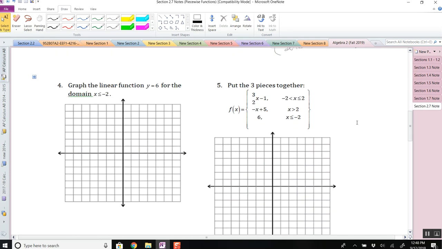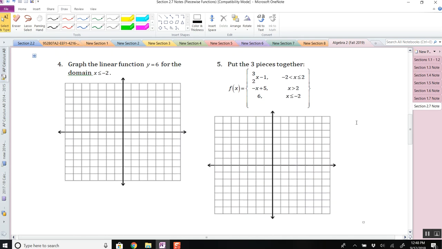Let's look at a couple more here. Number 4. You're asked to graph y equals 6. Now, if you want, you could just graph y equals 6. You don't have to look at the inequality at the beginning. So 1, 2, 3, 4, 5, 6. You can just graph it if you want.